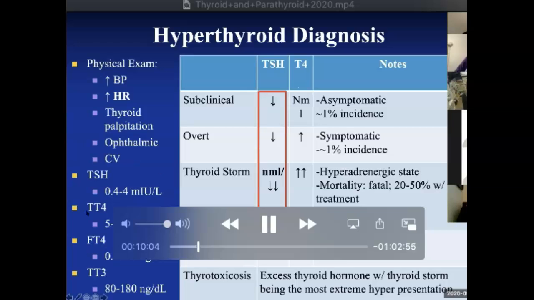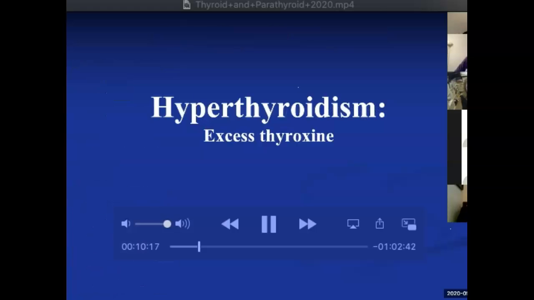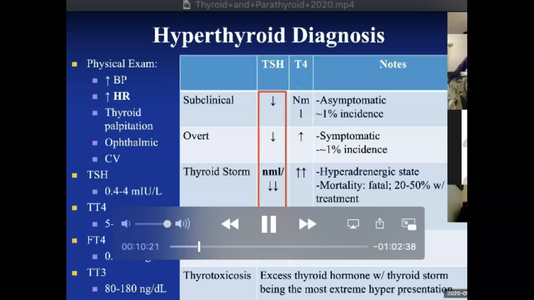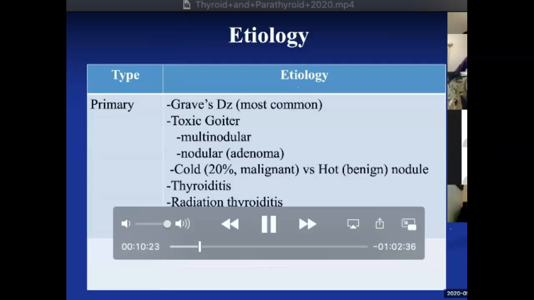Here are your values. As I said to you, I like to go by whatever the lab has. And I like to check more of a free T3 and T4. Personal preference, I guess. I find it more helpful. That was weird. Okay. All right, so Graves' disease is the most common reason this occurs.